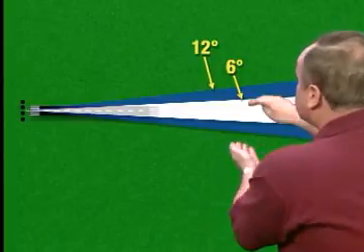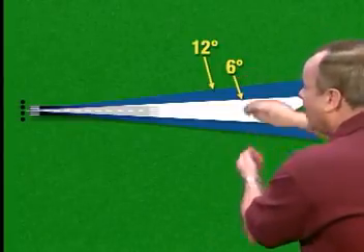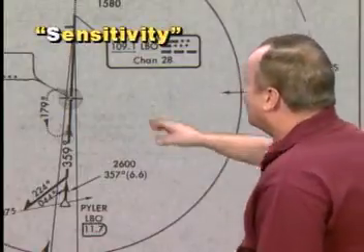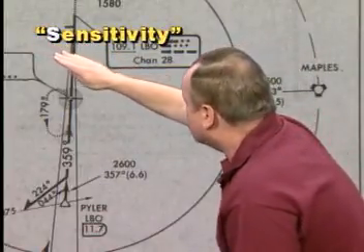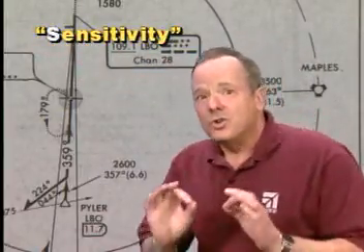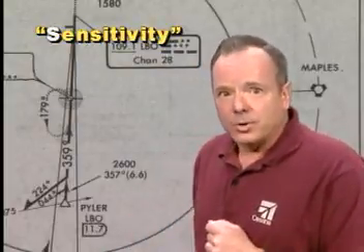Now, the distinguishing characteristic of an SDF approach is that the course width is either 6 degrees or 12 degrees. And by the way, that course width is set at the time of the transmitter installation, and you, the pilot, have no control over it. Now, although SDF actually stands for Simplified Directional Facility, you can think of that S in SDF as standing for sensitivity, because it's not as sensitive as a localizer course.